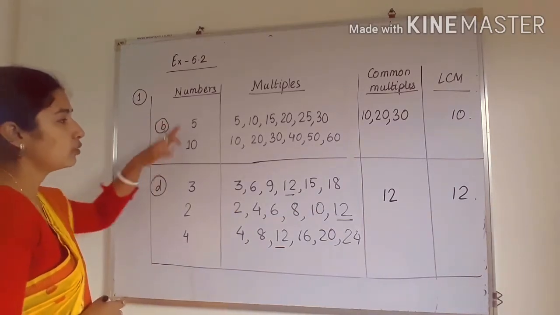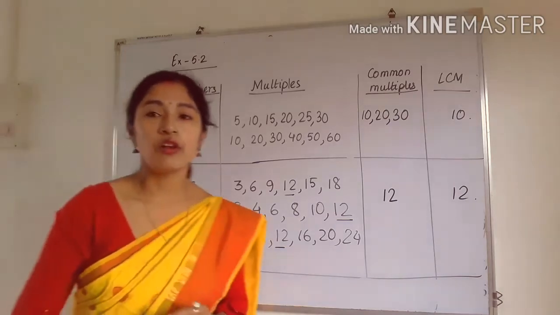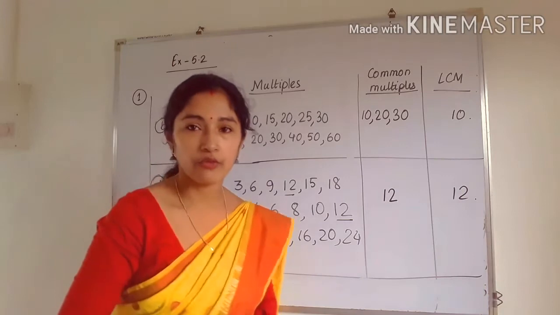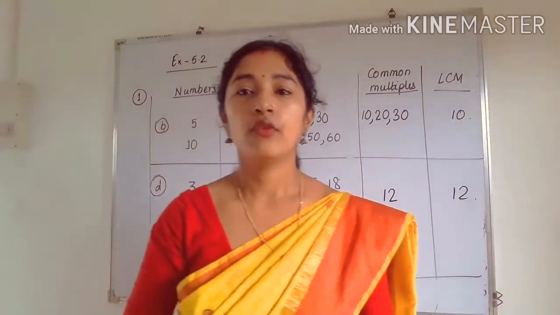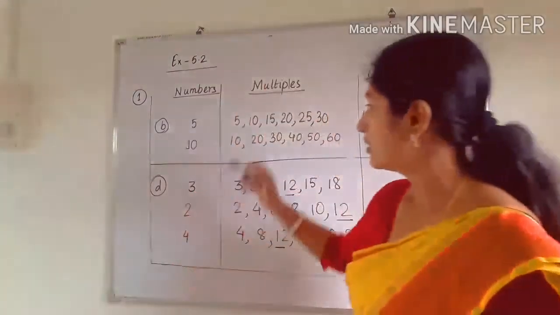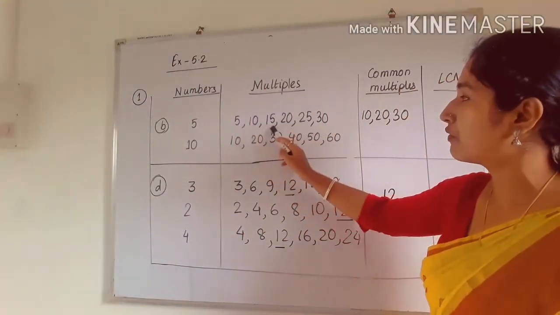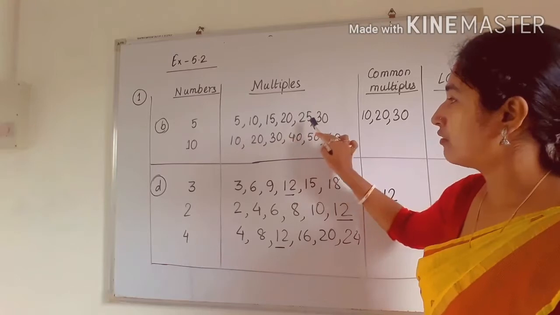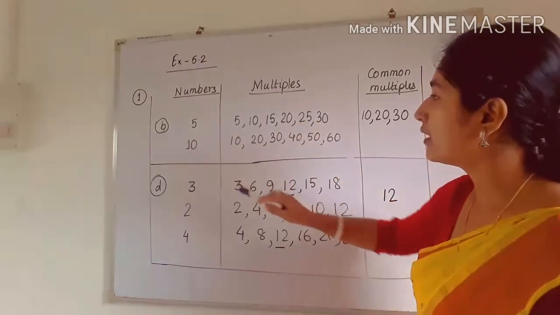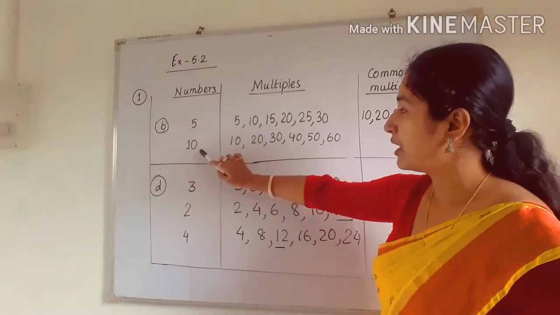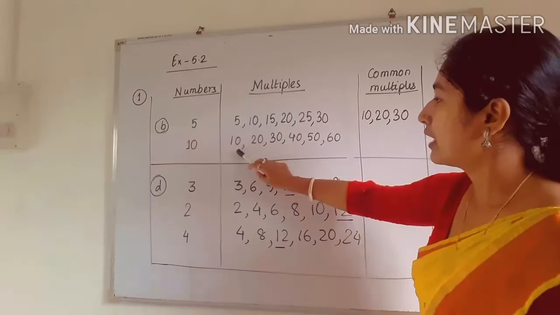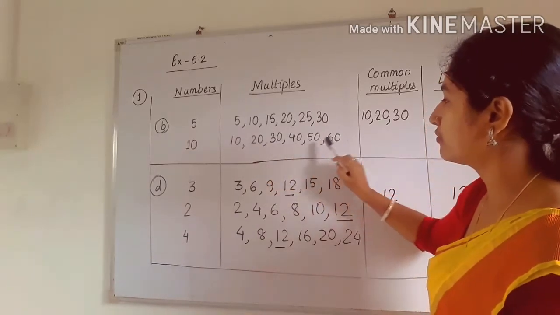So first I am doing question number B from 1. So 5, 10, two numbers are there. First of all you have to find the first 6 multiples of 5. For that we will use the multiplication table of 5. 5 ones are 5, 5 twos are 10, 5 threes are 15, 5 fours are 20, 5 fives are 25, 5 sixes are 30. Similarly the first 6 multiples of 10 will be 10, 20, 30, 40, 50, 60.